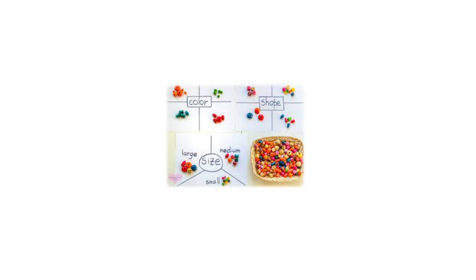And we are going to learn about sorting. We are going to sort objects by color, as you can see here. Orange objects, green objects, red objects, and blue objects. This is sorting by color. And we are going to sort objects by shape. Here we are going to sort objects by size: small objects, medium objects, and large objects.